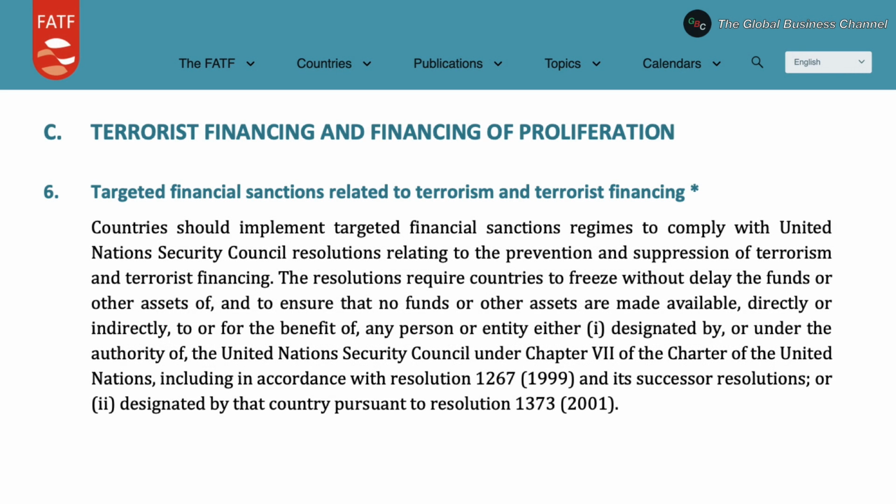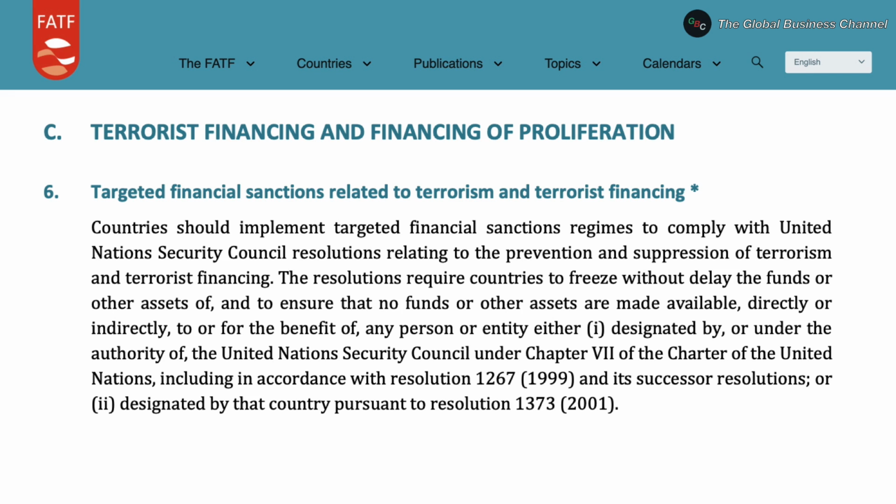Recommendation 6 mandates countries to establish and enforce targeted financial sanctions regimes in accordance with the United Nations Security Council resolutions aimed at preventing and suppressing terrorism and its financing. These resolutions require nations to immediately freeze funds or assets and ensure that no resources, financial or otherwise, are made available directly or indirectly to any individual or entity, either one, designated by the United Nations Security Council under Chapter 7 of the UN Charter, including Resolution 1267 of 1999 and its subsequent resolutions, or number 2, designated by the country in line with Resolution 1373 of 2001.